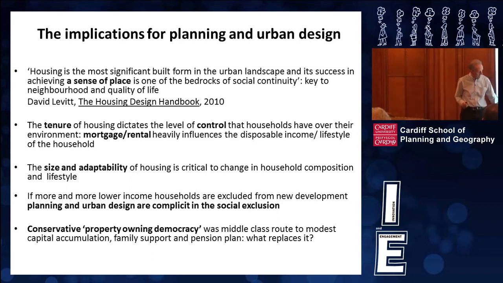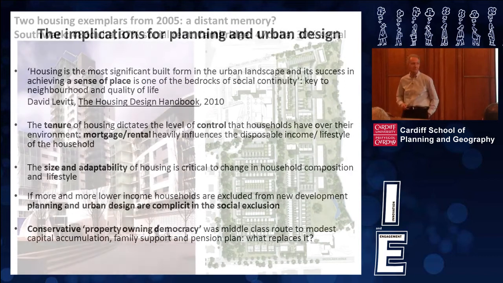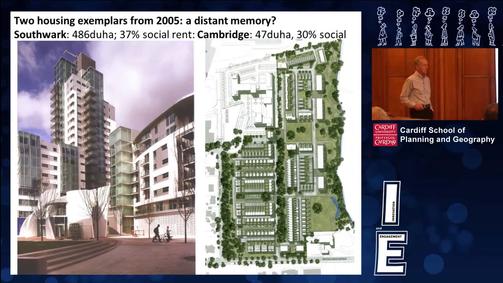And one of the things that died a death, which was something that Thatcher emphasized to a tremendous extent, was this idea of a property-owning democracy. Well, I think that is fast disappearing. And the question is, what is it that replaces it? It's something a lot more unstable, I think.